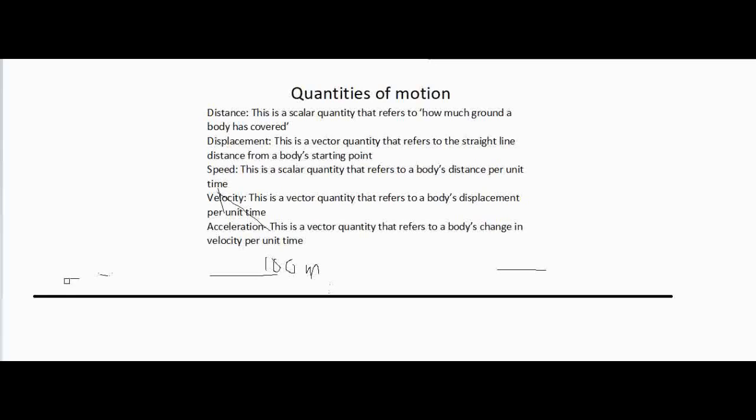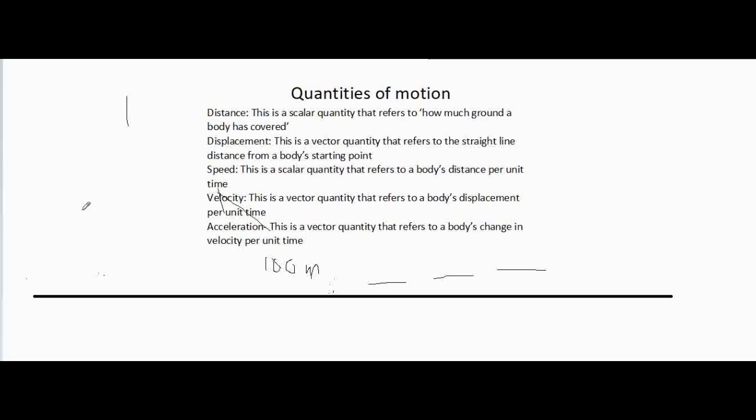So that's distance. Now, displacement is a vector quantity that refers to the straight line distance from a body's starting point. It's just how far you are from wherever you started. So let's say that same person were to do it again, traverse the entire 100 meters and then go back halfway to the 50-meter mark, their displacement would only be 50 meters because they would be 50 meters away from the starting point, which is here.